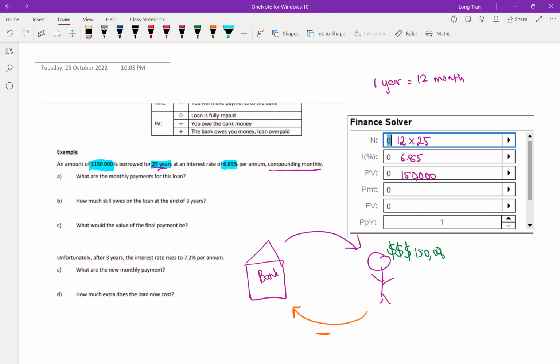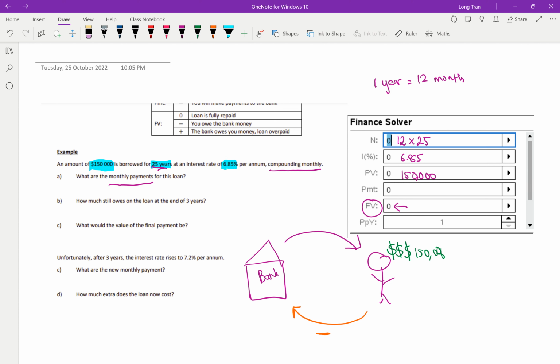Payment, well, they haven't really talked about payment at the moment. They're asking you to find that in part A. What are the monthly payments? So I don't know what my monthly payments are, and FV is obviously the final amount. Assuming that I'm going to pay it all off in 25 years, then if you pay it all off, you have $0. There's no more 150,000. You owe them nothing as well. So that way you can then solve for PMT.